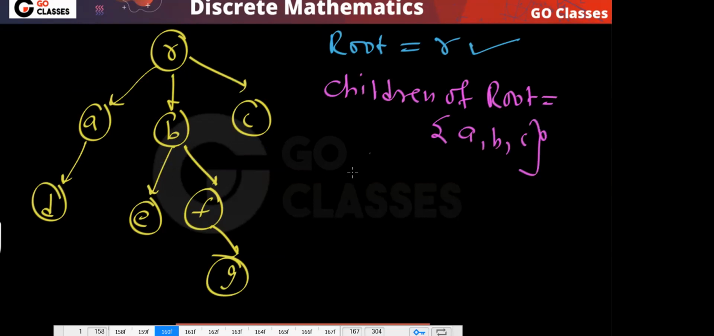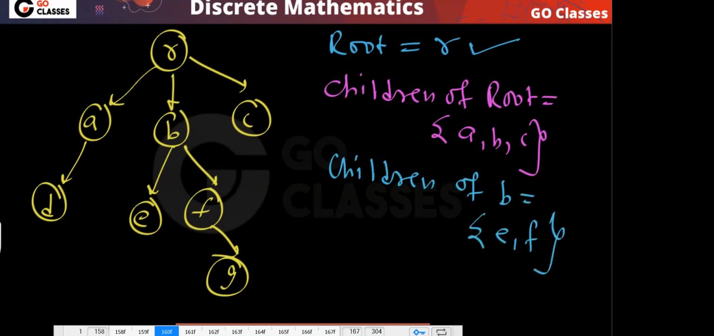What are the children of B? The children of B are E, F. And remember, this is the parent. I can say, what is the parent of C? That is R.